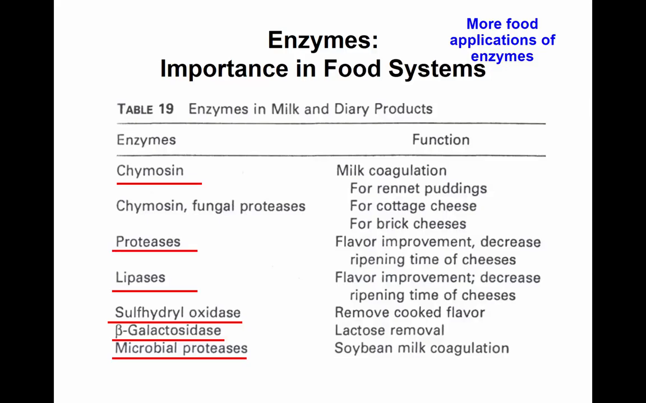Enzymes relevant in milk and dairy, not dairy, I just noticed that. It's dairy, and this table is published in a book. Okay. Anyway, dairy products, so chymosin is the rennet enzyme for milk coagulation or generation of the curd.